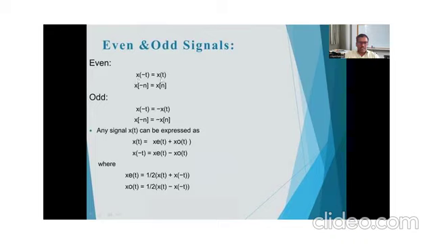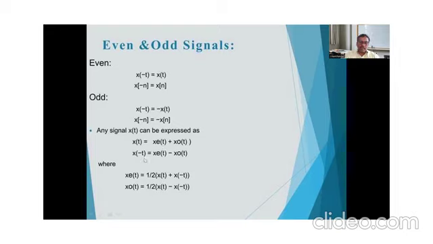Even means x of minus t is equal to x of t. This is for continuous time signals, as well as for discrete time signals, x of minus n is equal to x of n. In a similar way, for odd signals, x of minus t is equal to minus of x of t, and x of minus n is equal to minus of x of n. Now, the signal can be expressed as a combination, or summation, of the even part and the odd part: x of t equals x even of t plus x odd of t.